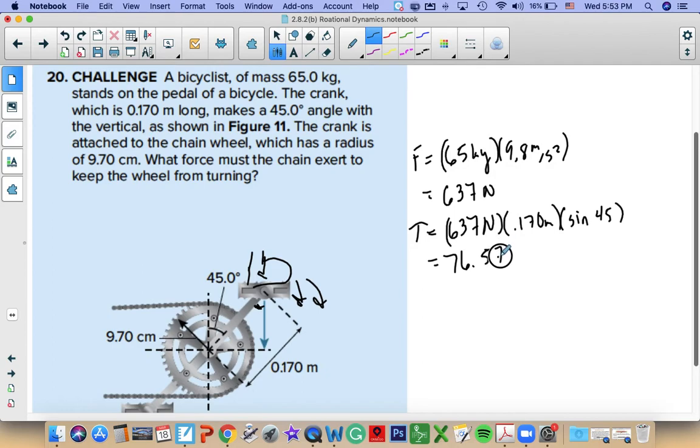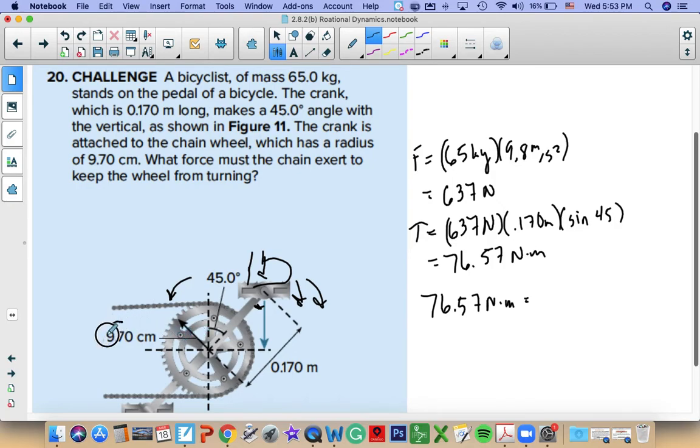So 637 times 0.170 times sine 45, and we get a torque of 76.57 Newton meters. Well, the question says what force must the chain exert to keep the wheel from turning. So we want the wheel to generate an opposite torque in order to balance those out. So just like that basket problem, this torque, 76.57 Newton meters, equals the torque of that gear right there.